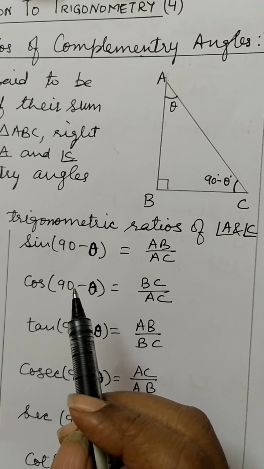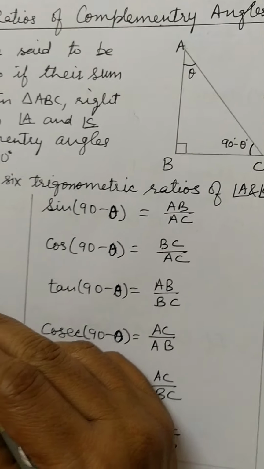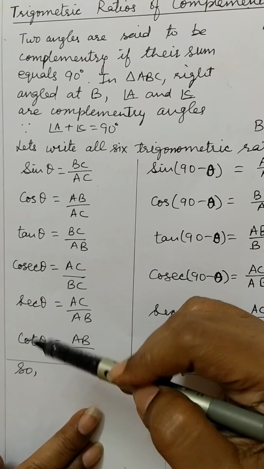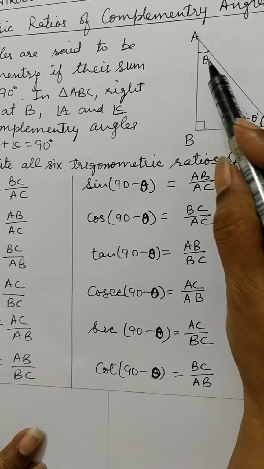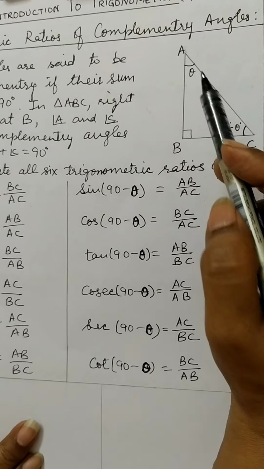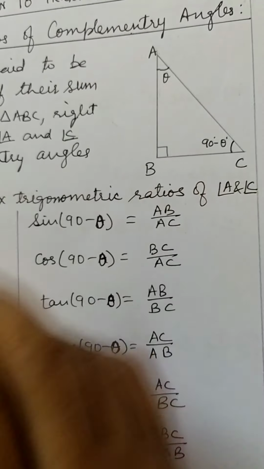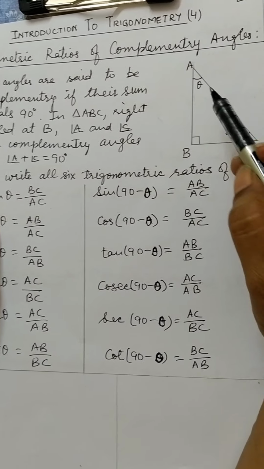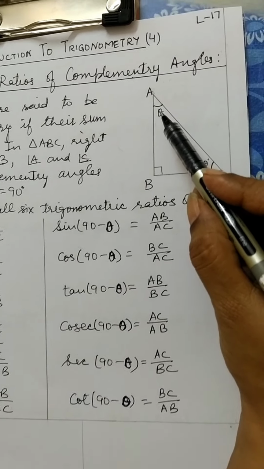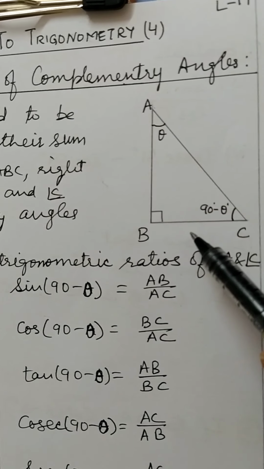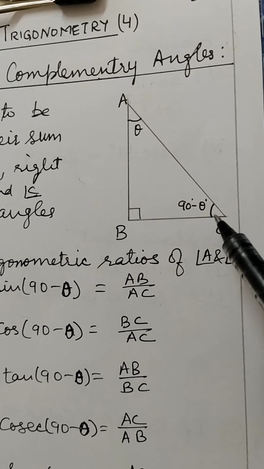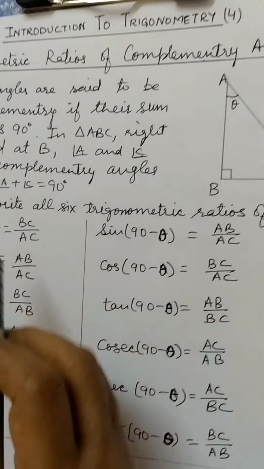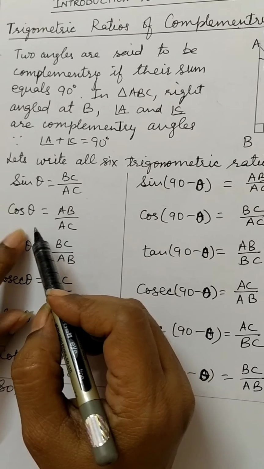So let us find all six trigonometric ratios: sine, cos, tan, cosec, sec and cot for angle A and then for angle C. Angle A we have assumed to be theta. So first let us see what will be sine theta. Look at the figure. Sine theta, as you know, is side opposite to theta upon hypotenuse. Side opposite to theta is BC. So BC upon AC.